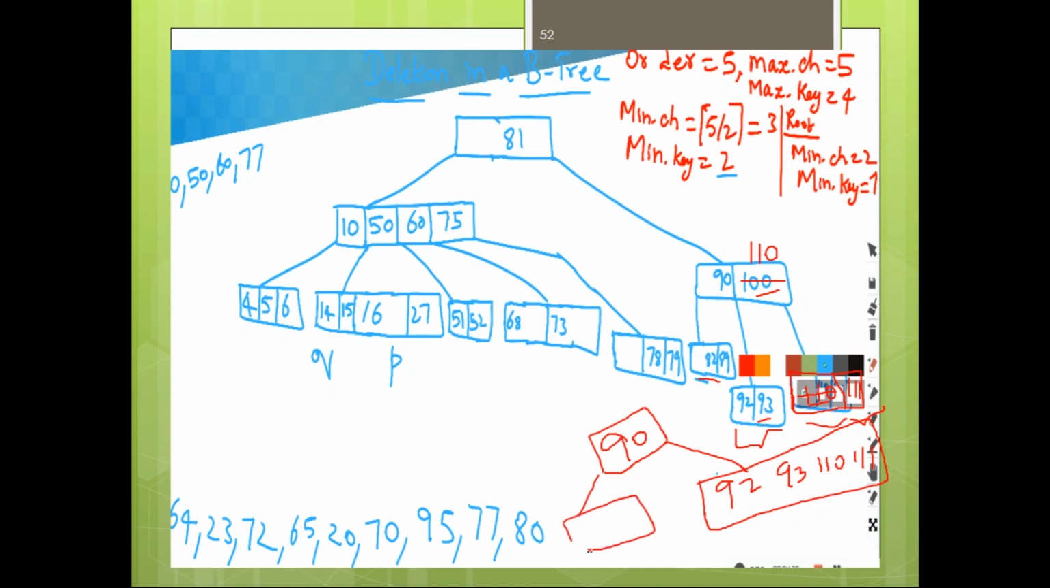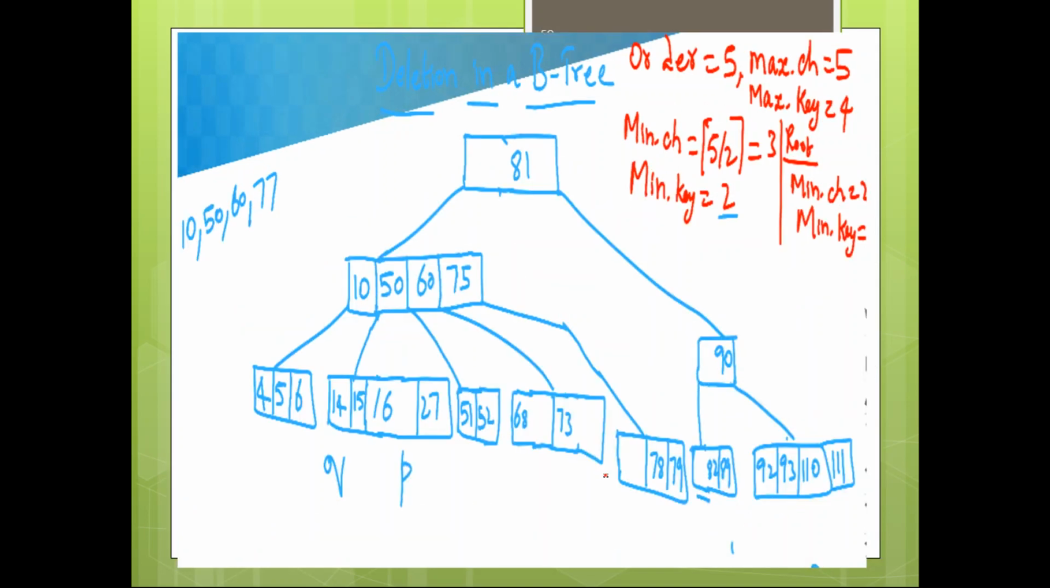Now after merging, you see the parent has become deficient. Yes, in this case the parent has become deficient. This internal stage is shown here. After merging this has happened, but the parent has become deficient. Now this deficiency should be removed. So can it borrow from its nearest sibling? Yes, it can borrow from its sibling, because the sibling has more than the minimum keys.